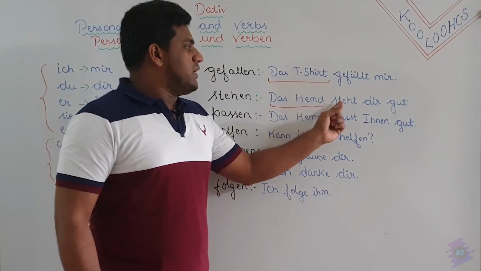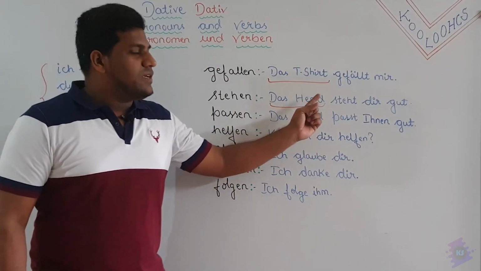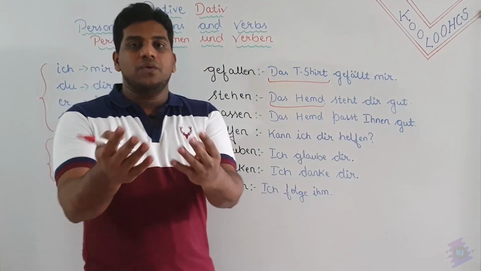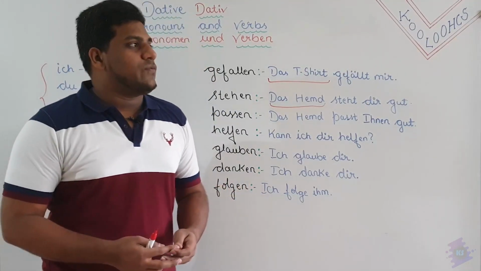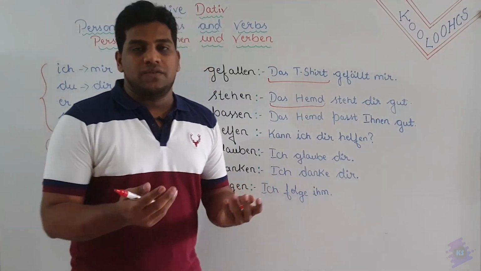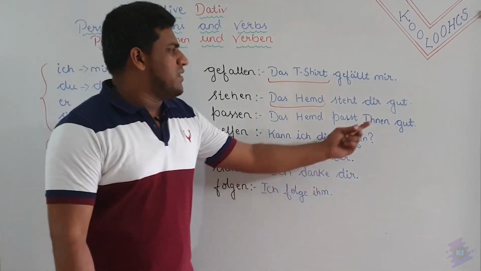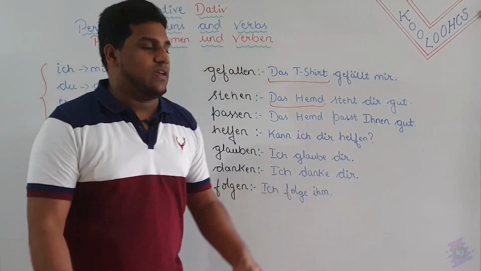When it is conjugated, it is steht. Das Hemd steht dir gut. The formal shirt suits you good, okay. Or if I want to say the formal shirt suits me good, I should say "Das Hemd steht mir gut," okay. Or you can say sehr gut. If it is very good, you can say sehr gut.